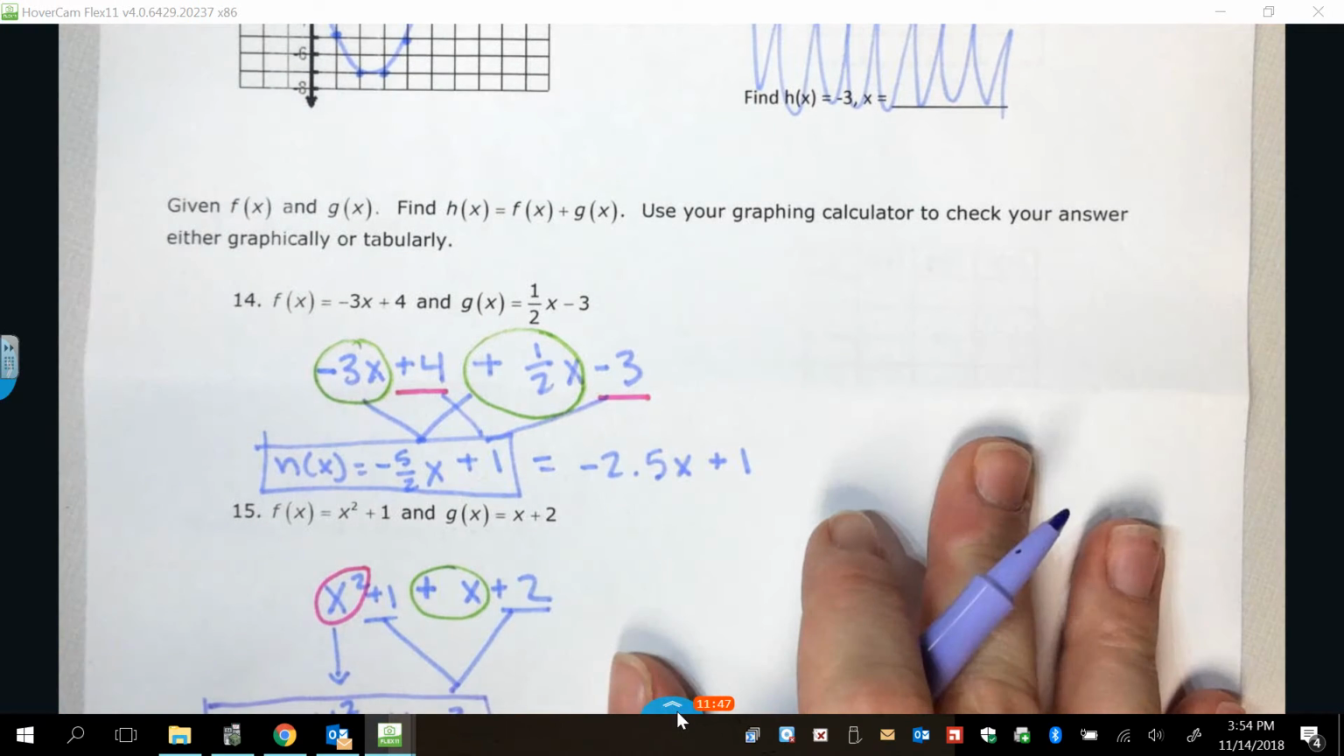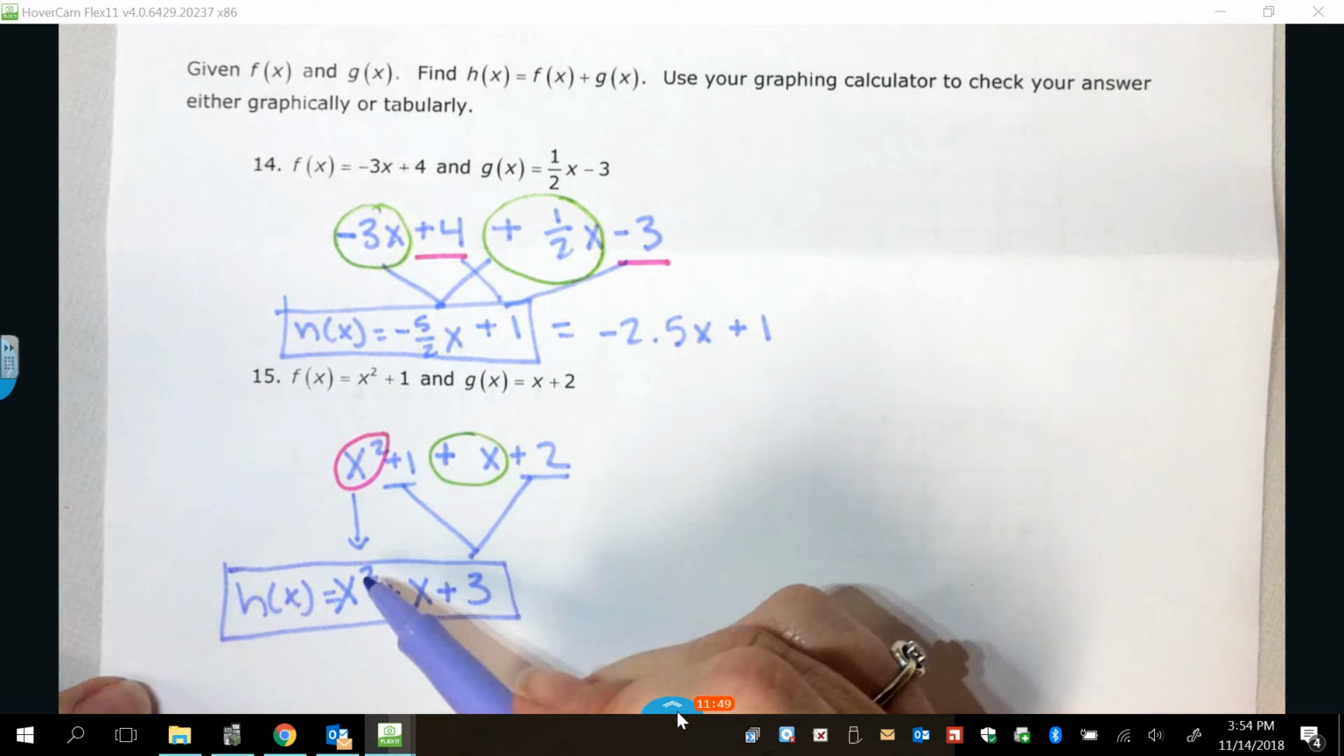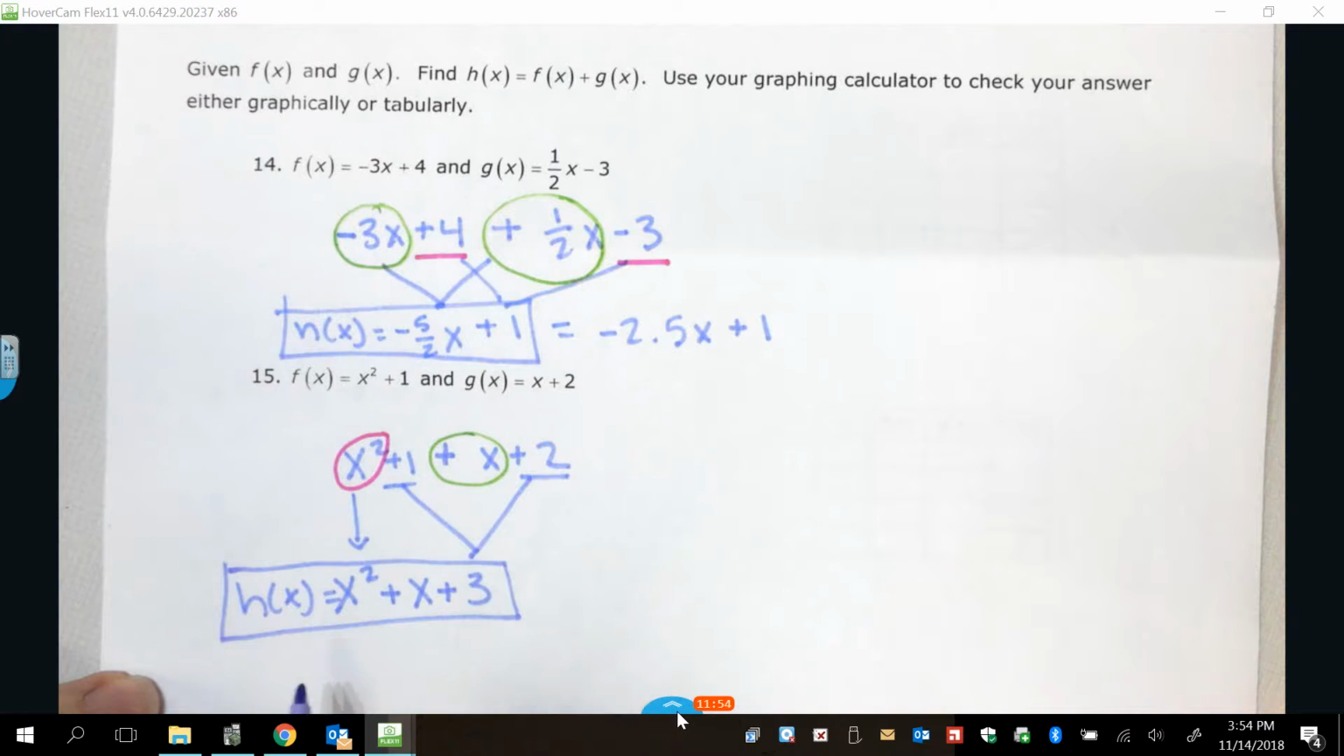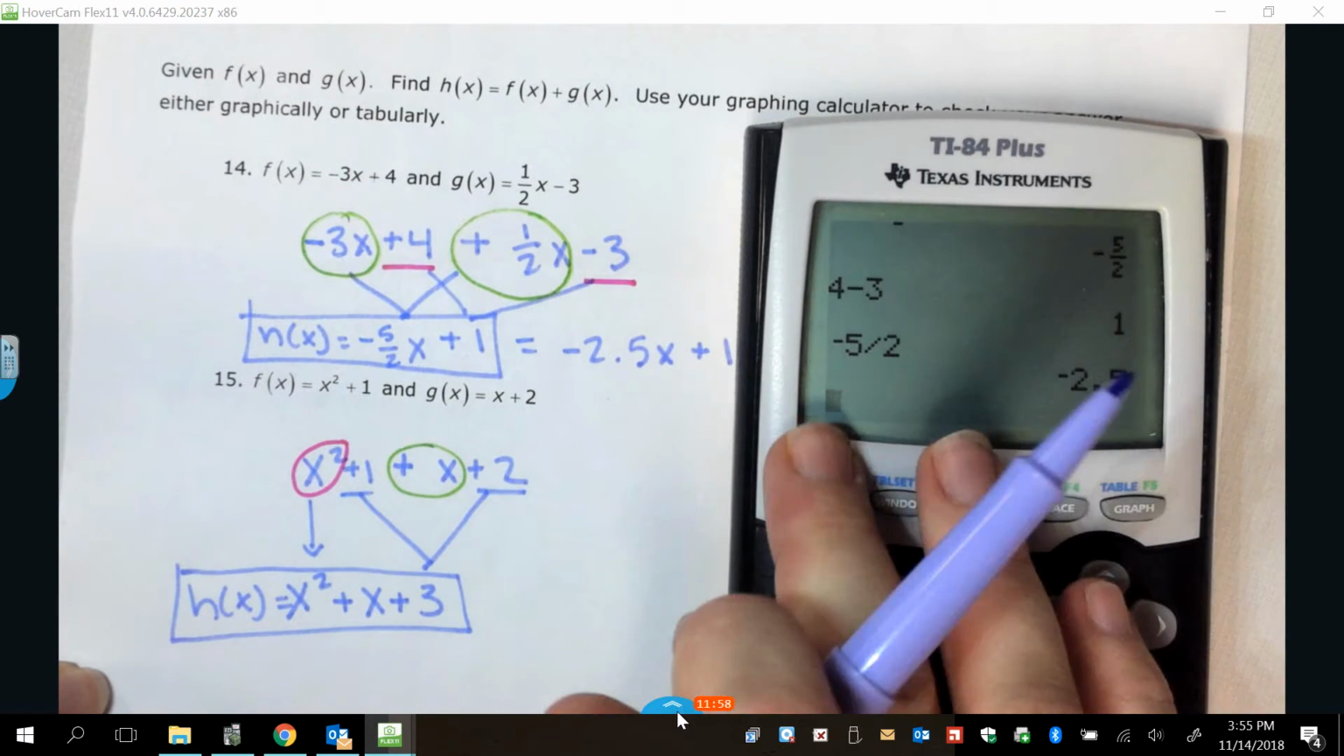Ooh, sorry, you couldn't even see that. Okay, so I just brought down my x squared, brought down my plus x, and then combined those two. Now, if you found this in a different order, that's totally fine. Now I'm going to go ahead and check both of these.